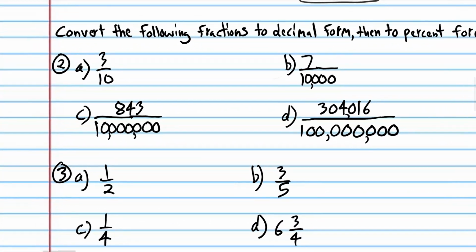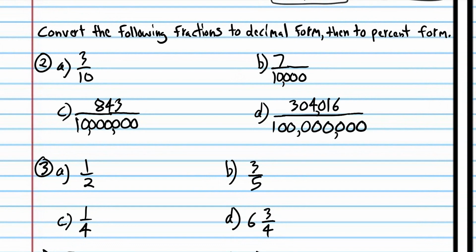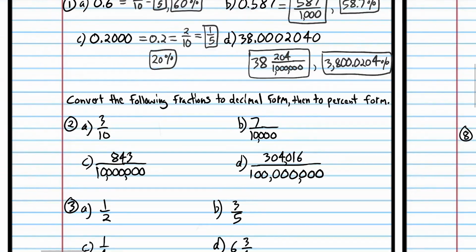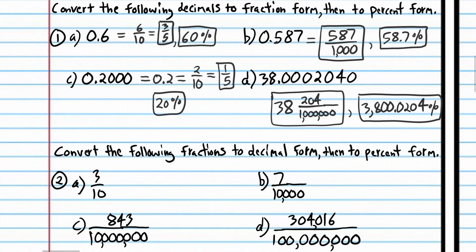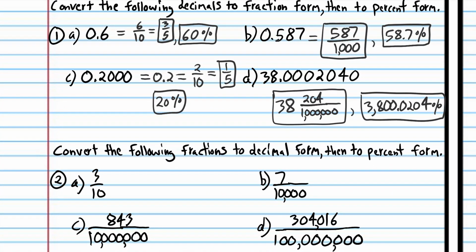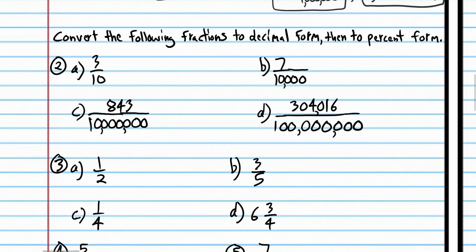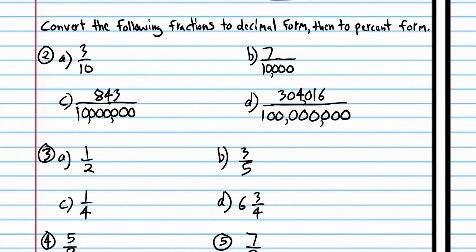All right, number 2, convert the following fractions to decimal form, then to percent form. So in these problems, we started with a decimal and we went to a fraction and a percent. And in these problems, we're starting from a fraction and we're going to a decimal and to a percent. And then, of course, we're going to start with a percent in a different problem, and we're going to go to the decimal form and the fraction form. So you need to know how to go back and forth between percents, fractions, and decimals, the three forms of fractions.